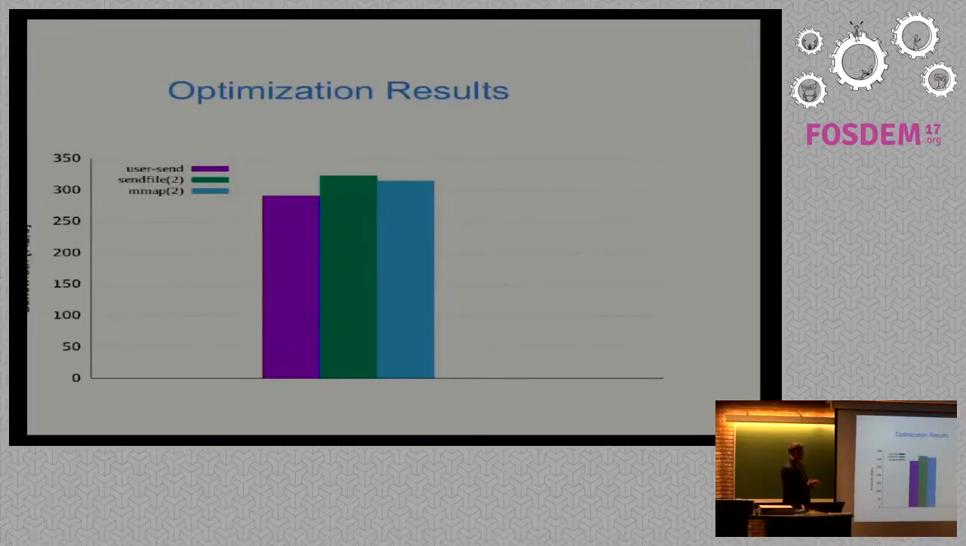If we look at the optimization results, we have benchmarks of user send. That means you use GnuTLS send or OpenSSL send. So you do encryption in the user space and you pass the encrypted record to the kernel. In this particular scenario, the sendfile operation was faster by 10% on average. We also benchmarked it using mmap. So we mapped the whole file into memory in user space. We encrypted it and sent it using user send.